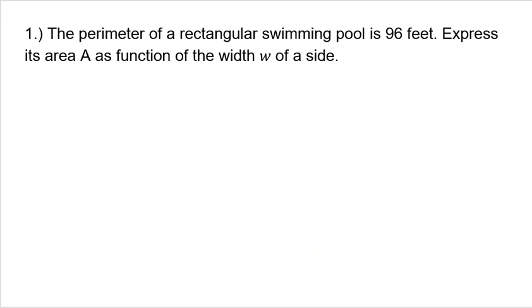Here we go. Number 1: the perimeter of a rectangular swimming pool is 96 feet. Express its area as a function of the width, w, of a side. Whew, okay, let's see here. Well, it wants me to find an area. I know the area of a rectangle: the area of a rectangle is length times width. But it says to express area as a function of width, not length.